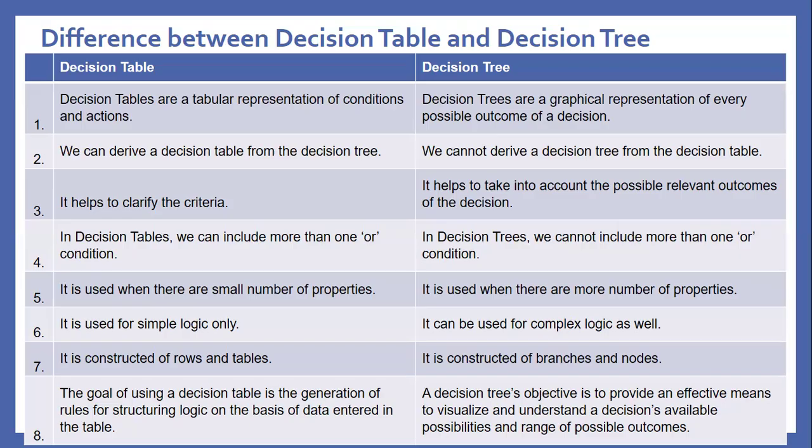The goal of using a decision table is generation of rules for structuring logic on the basis of data entered in the table. A decision tree's objective is to provide an effective means to visualize and understand a decision's available possibilities and a large range of possible outcomes.